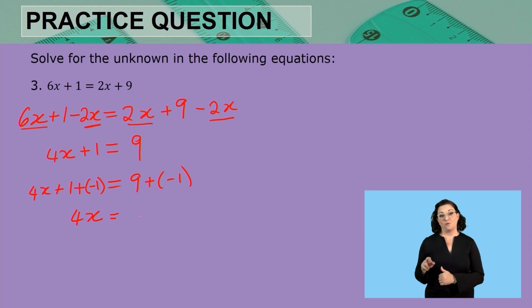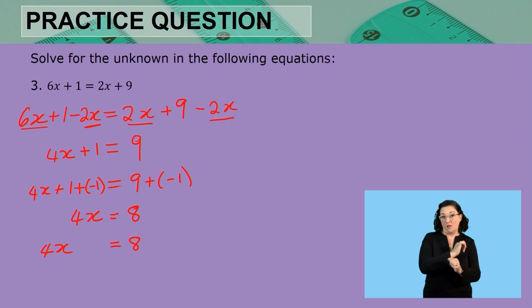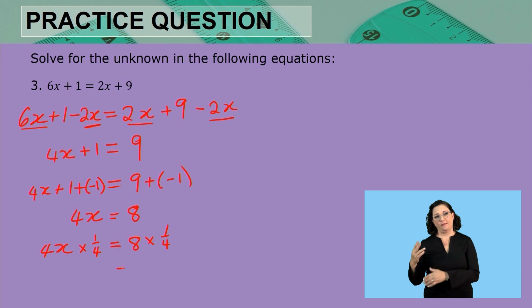And on the right-hand side, I have a 9 plus a negative 1 that is going to give me an 8. So now we are going to say this is a certain number multiplied by 4, and the answer is 8. How do I get to that 4? I'm going to multiply with the multiplicative inverse. That is multiplying with 1/4. And what I do on one side, I must go and do on the other side as well.